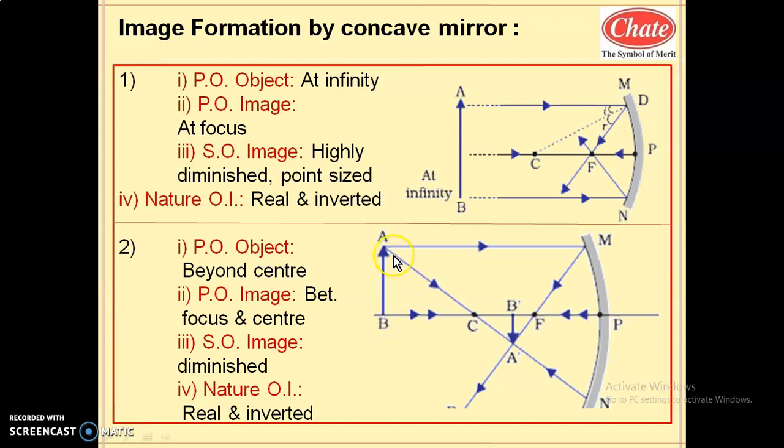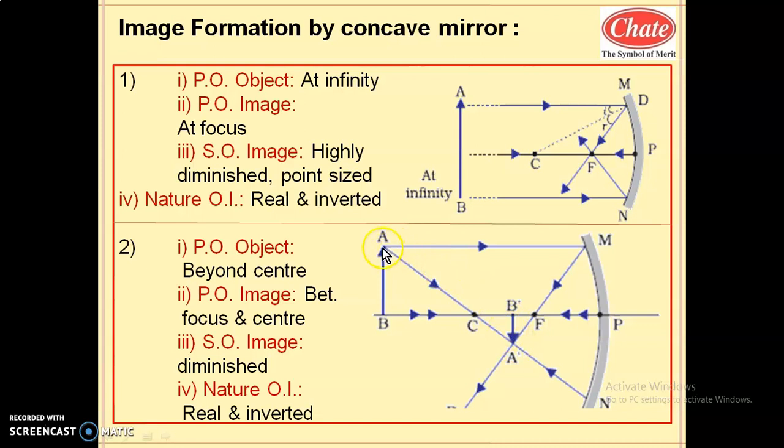So here the second ray we are drawing passing through the center. What is the rule? If the ray passes through the center of curvature of the mirror, then the reflected ray will also pass along the same path. So this incident ray passes through the center, then the reflected ray passes along the same path. So wherever these reflected rays intersect, that will be the position of image.